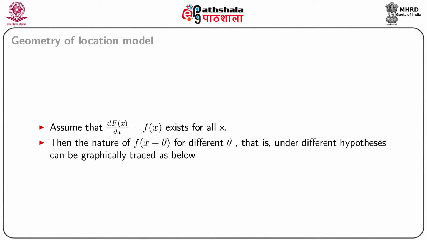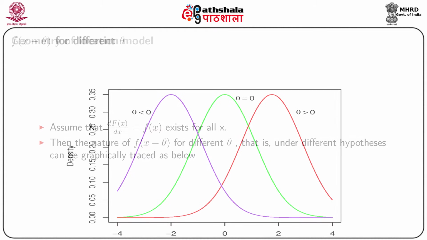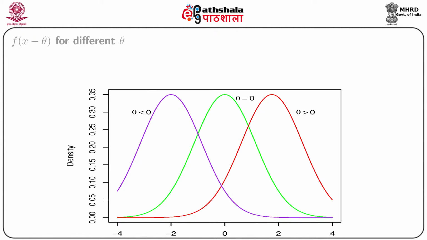Now, we shall explain the difference in location through a plot of different distributions. Assume that the density function small f(x), that is, the first order derivative of capital F(x), exists for all x. Then, we shall trace the nature of f(x minus theta) for different values of theta. Now, look at the plot below. The leftmost density corresponds to theta less than 0, and the rightmost density corresponds to theta greater than 0. Then, the density corresponding to theta equal to 0 lies in between these two.